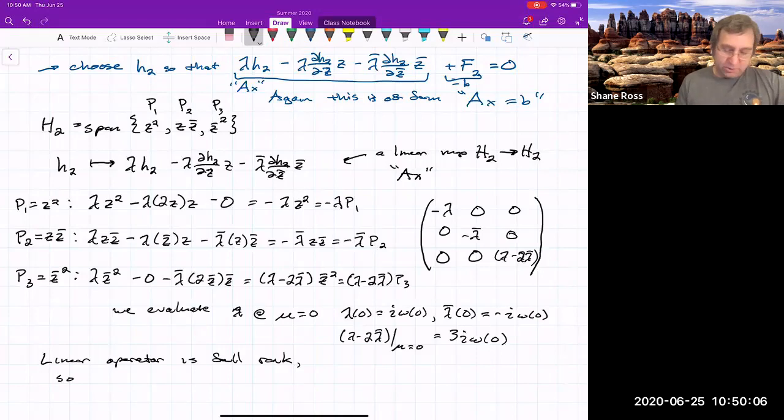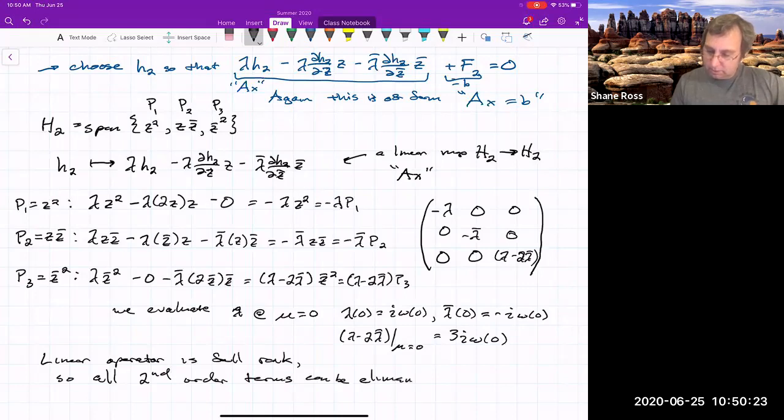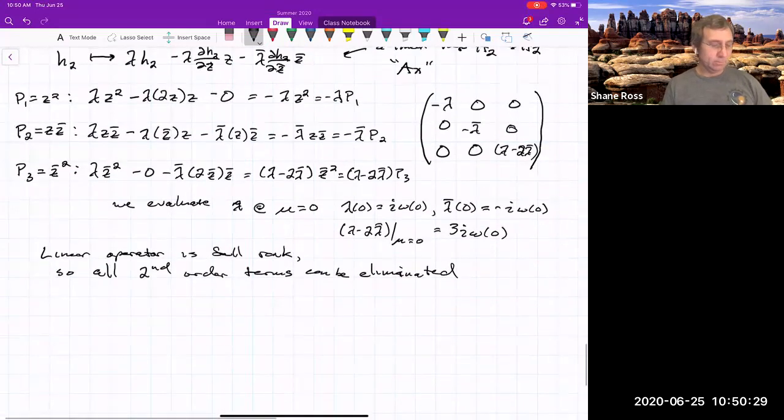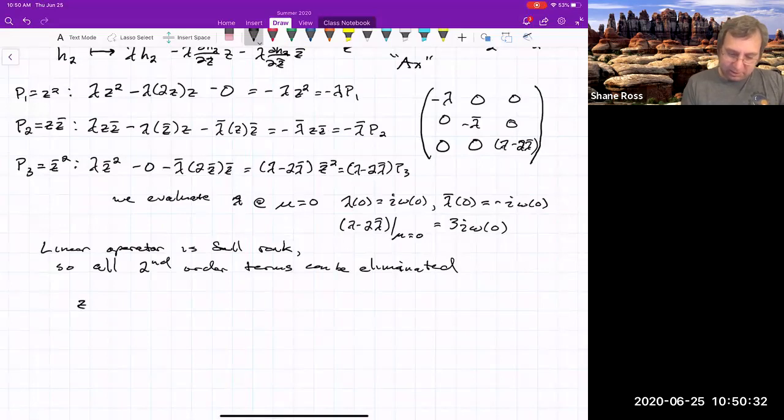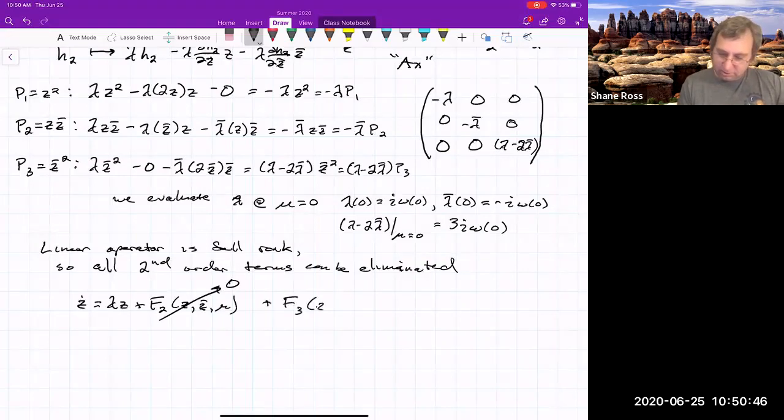So that means all second order terms can be eliminated. All right, cool. So now we've got z dot equals lambda z plus these things that were second order, which can all be eliminated. So that's zero. And then we're left with the third order terms.